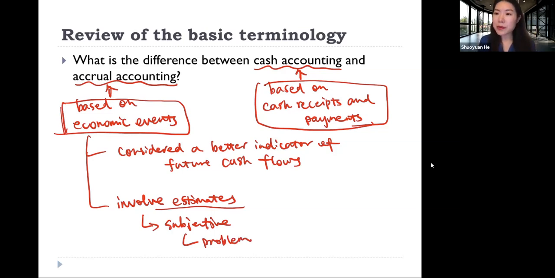There are two problems with subjectivity here. The first one is it may involve estimation errors, which are probably unintentional. Firms may make some unintentional estimation errors because an estimate is an estimate. We cannot count on it to always be 100% accurate. An estimate is only an estimation of what may happen in the future. Even though the firm is not intentional, it just cannot be 100% accurate.